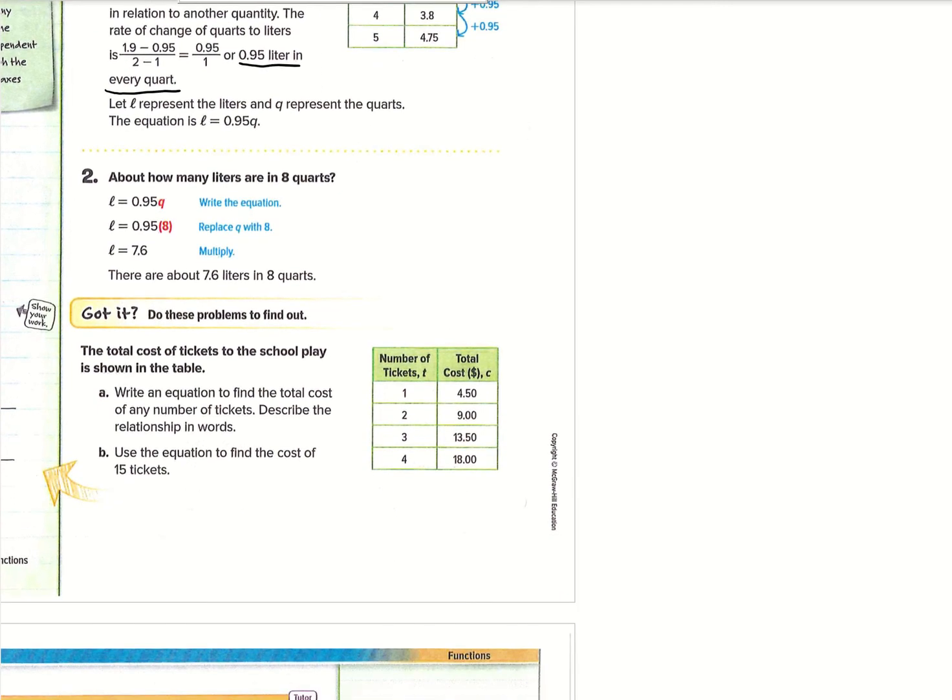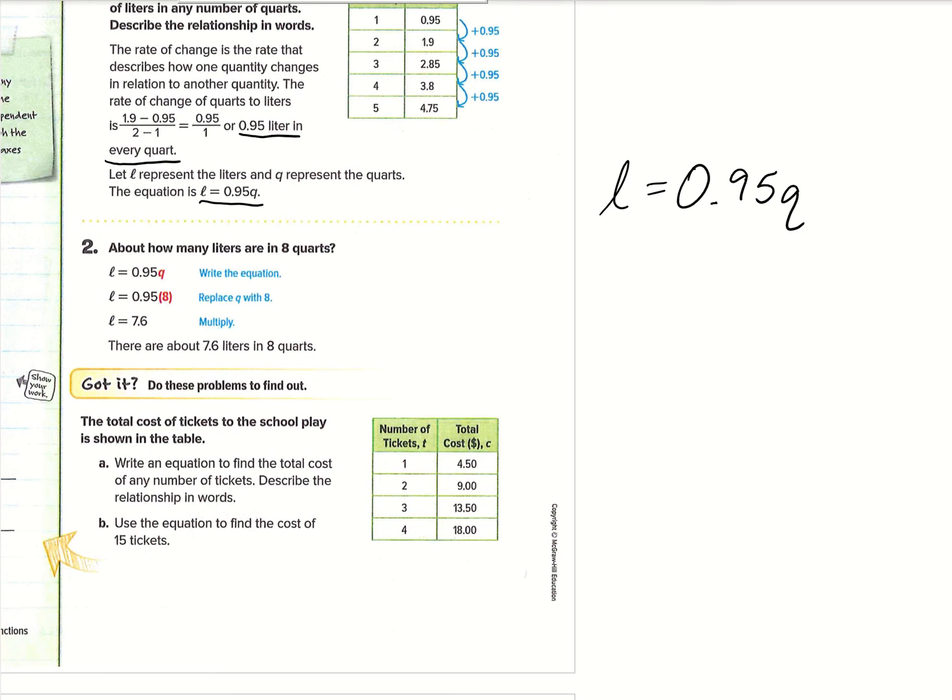So using that information, and I forgot this equation, they gave you the equation L equals 0.95Q to represent that. L is liters, Q is quarts. So for every quart, there are 0.95 liters.